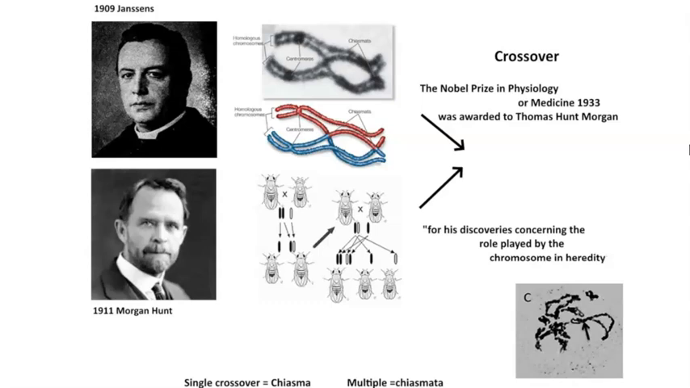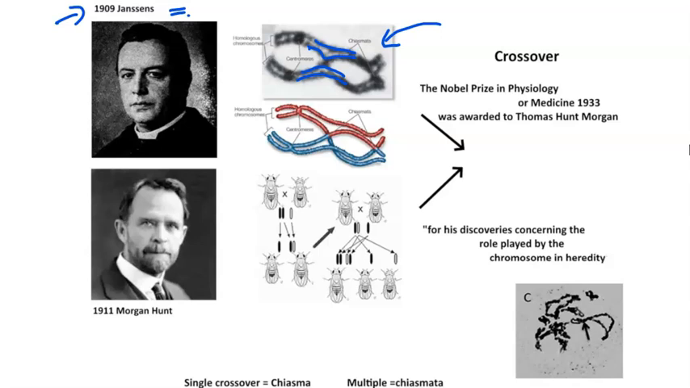However, around 1909, Janssens, through his microscopic observation of chromosomes, observed this phenomenon here. And here we have a homologous pair of chromosomes. If I just draw over the top to make it simpler, there's a chromatid and here's a chromatid. And then on the other side, there's a chromatid, and here's the other chromatid.